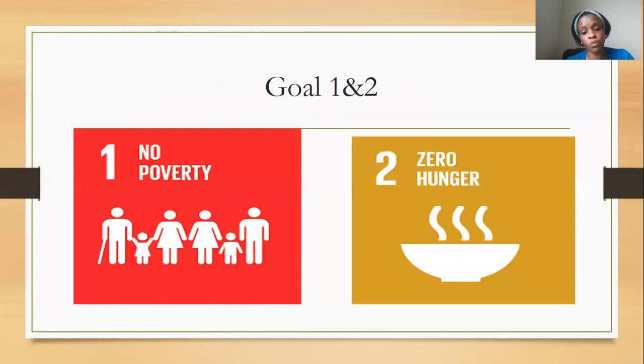So we start with goal 1. Goal 1 is no poverty. Lots of people in the world live under $1 a day. So the question is, how can we use technology to alleviate poverty, to ensure that we do not have people living in extreme poverty? Goal number 2 is zero hunger. How can we use technology to ensure that people do not go hungry? About 800 million people go hungry each day. How can we use technology to ensure that does not happen?